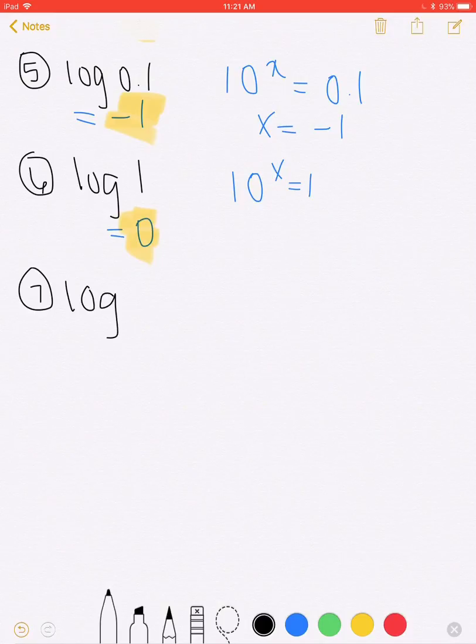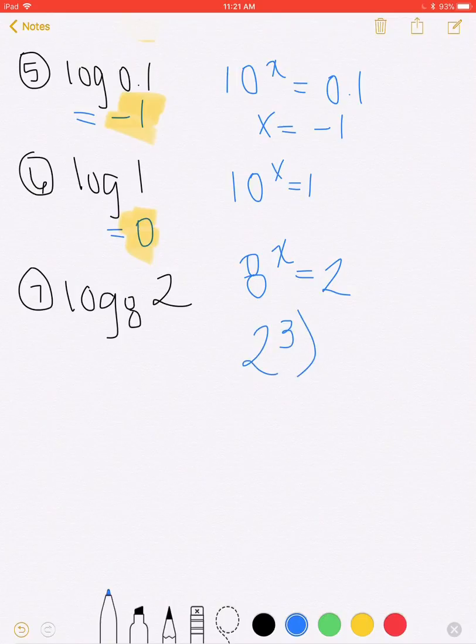Here we are, almost done. Number 7, we have log base 8 now of 2. All right, this is where things get a little tricky. We did take a look at an example in class together, but we first always start by rewriting in exponential form. 8 to the x is equal to 2. And now we want the same base.